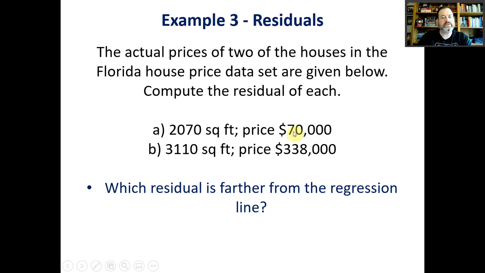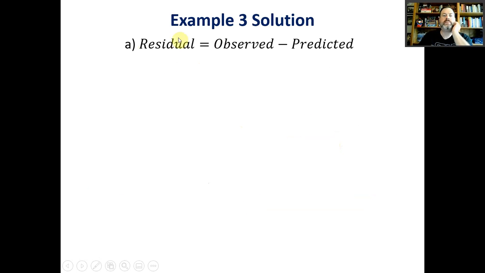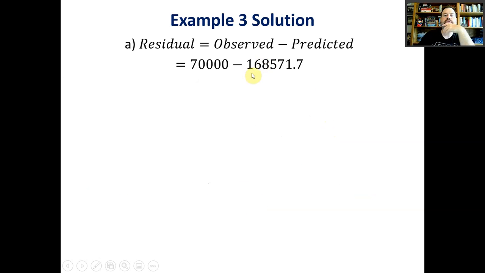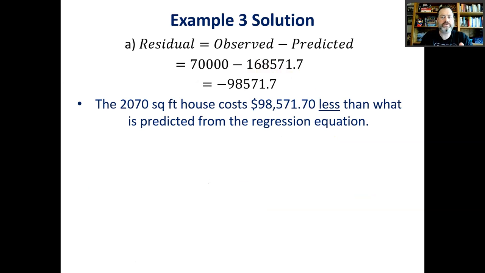We're using the size of the house to predict its price. Y hat is the predicted price, so we need to take y minus y hat. That gives us a residual. Remember, our residual is observed minus predicted. The observed value of that first house is $70,000. This was the predicted price from the earlier example. We already computed that, and we get a residual of negative $98,571.7.